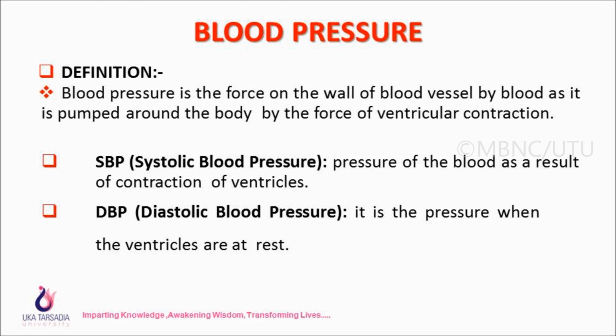Fourth is blood pressure. Definition. Blood pressure is the force on the wall of a blood vessel by blood as it is pumped around the body by the force of ventricular contraction. Systolic blood pressure means the pressure of the blood as a result of contraction of the ventricles. Second, diastolic blood pressure is the pressure when the ventricles are at rest.